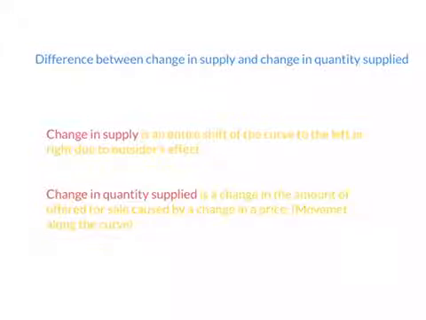There's a totally different meaning between change in supply and change in quantity supplied. Change in supply is an entire shift of the curve to the left or right due to outside effects, which is PITGAPO. Change in quantity supplied is a change in the amount offered for sale caused by a change in price, which is movement along the curve. So the curve will not shift, but the points on the curve will move, either up or down.